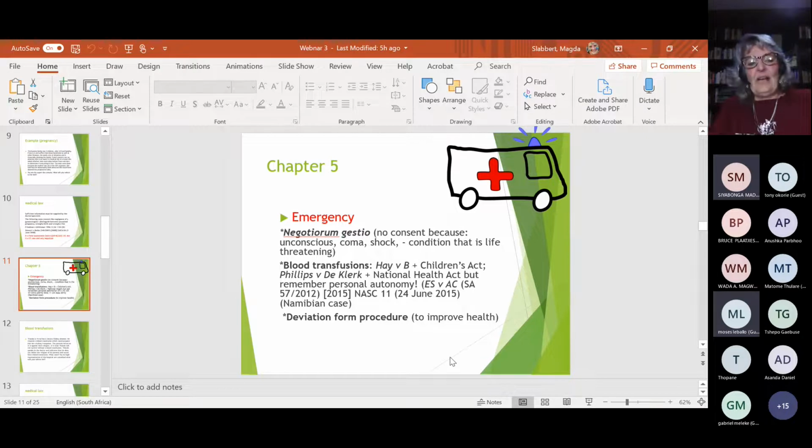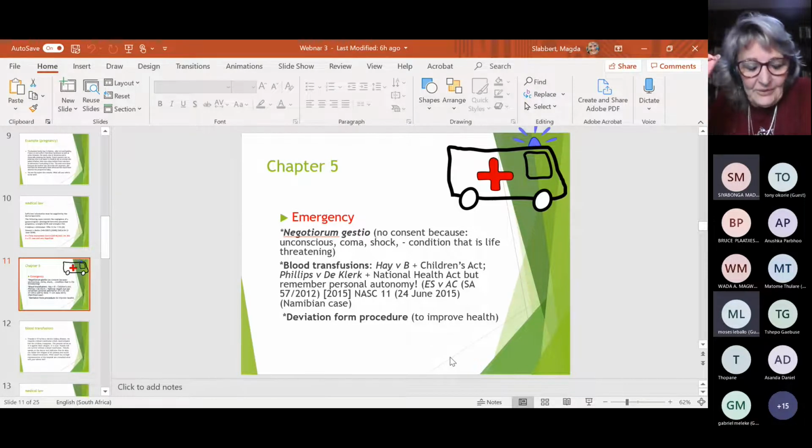Okay, then blood transfusions. You can read the case of Hay versus B or Phillips versus de Klerk. If you are an adult of sound mind, and you are of the Jehovah's Witness faith, where you do not want a blood transfusion, then you can refuse it and it must be respected. Or if you gave your husband or your wife the power to take decisions on your behalf, should you end up in a situation where you cannot decide, then they can take decisions on your behalf.